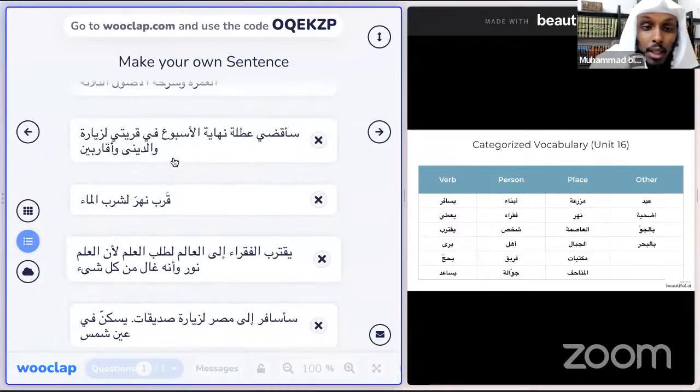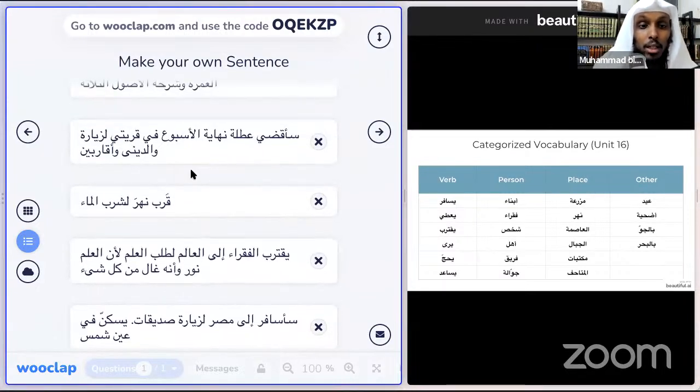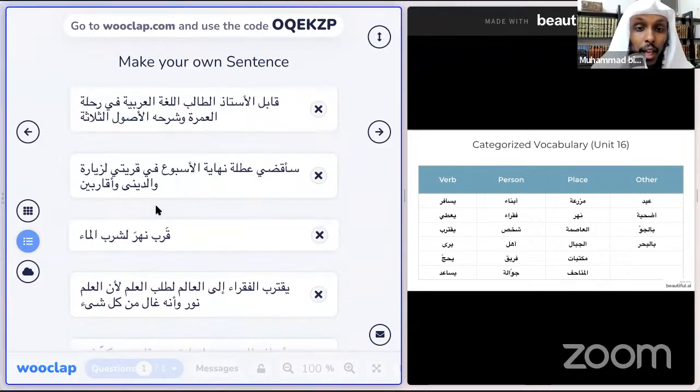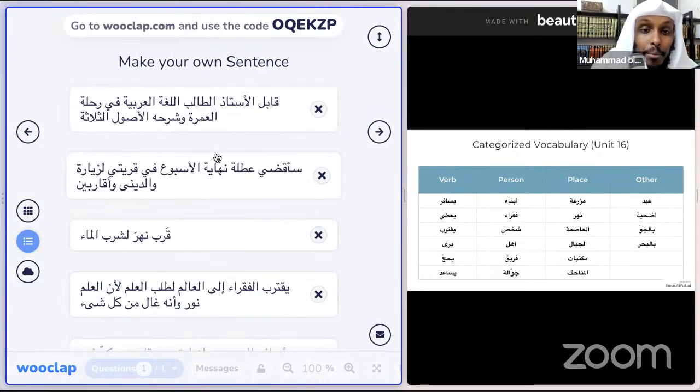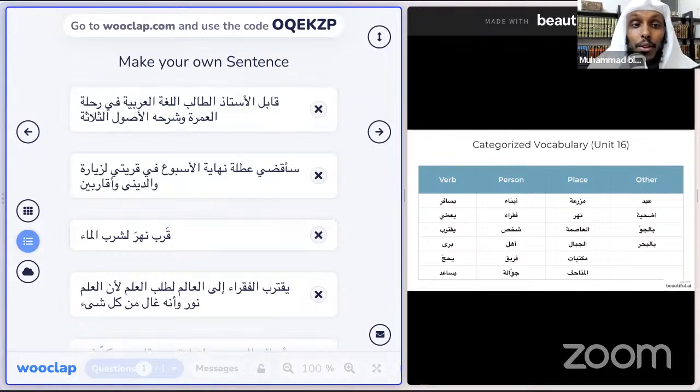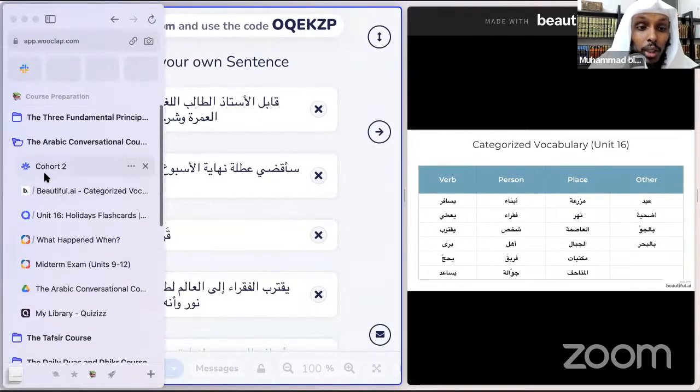طيب, قرب نهر لشرب الماء. لا, that doesn't make sense. That does not make sense. I don't even know if this is a verb or a thingy. Anyway, a lot of learning examples here. Learning opportunities, sorry. But we also have some other things to do, so we'll suffice with that, inshallah. طيب.